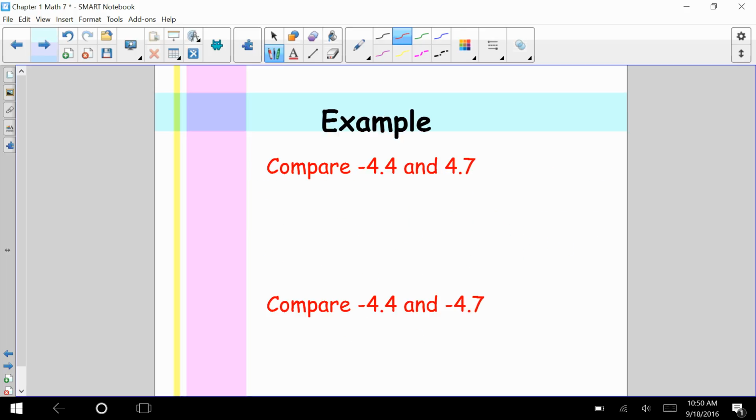Now let's look at decimals. This first one is pretty straightforward. -4.4 and 4.7. A negative is always smaller than a positive. So -4.4 has to be less than 4.7.